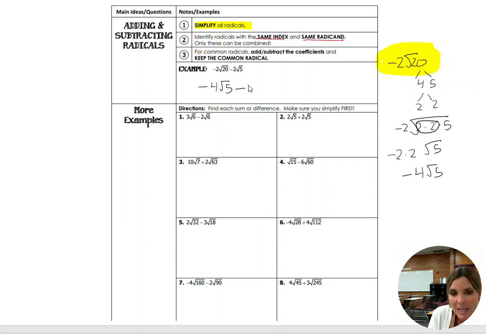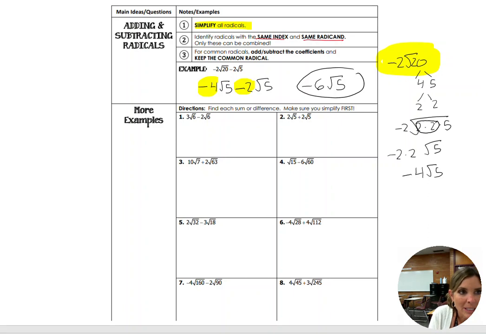Okay, so now we have a negative 4 root 5, we have a negative 2 root 5. And so in order to combine these like radicals, we take the negative 4 and we add the negative 2, and that's going to be a negative 6, and then we keep the radical the same. So negative 6 root 5.